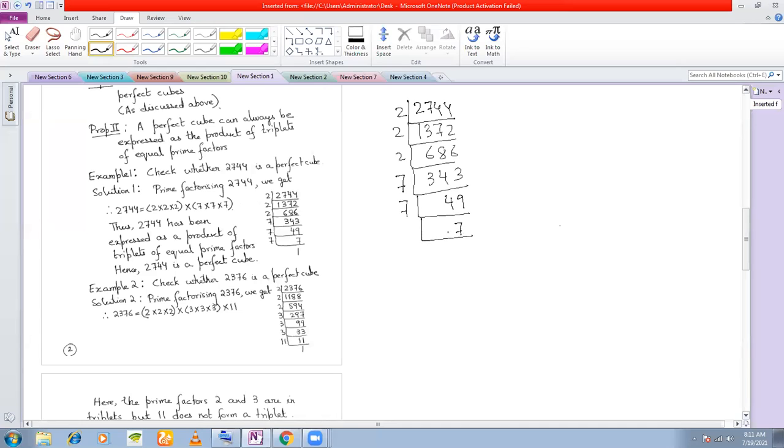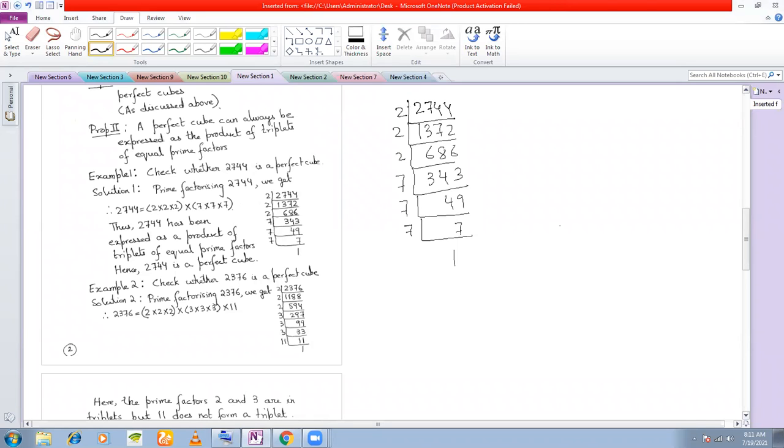So can I tell the... What? So 14 cubes, 2744. 14? 14 cubes. Yes, wait, I'm coming to that.